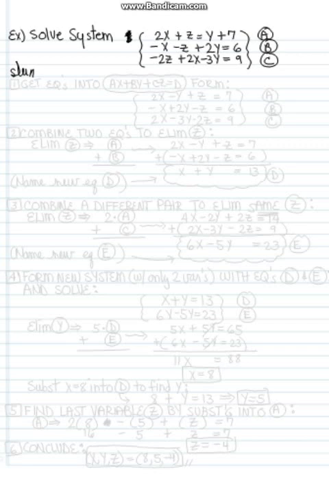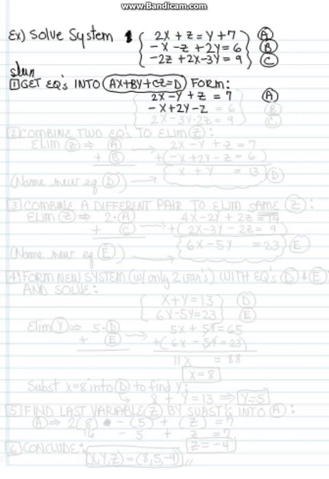Step 1, we are going to get all of our equations in standard form: ax plus by plus cz equals d. So line everything up with the x's first, then the y's, and the z's, then line up the equal signs, and then line up the number on the right side. We get 2x minus y plus z equals 7 for equation A, negative x plus 2y minus z equals 6 for equation B, and 2x minus 3y minus 2z equals 9 for equation C.